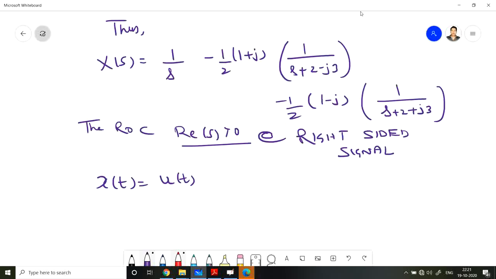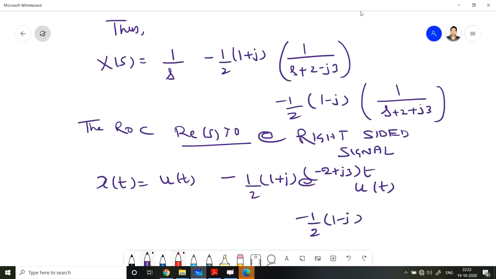Please check. And it is 1 divided by 2(1 plus j), and it is nothing but e raised to the power minus (2 plus j3) t u(t). This expression, please check. Then minus 1 divided by 2(1 minus j) e raised to the power minus (2 minus j3) t into u(t). Please check this expression also.